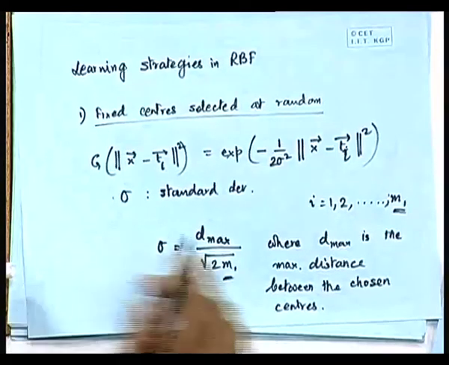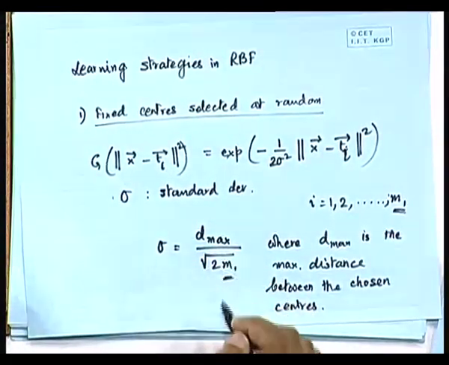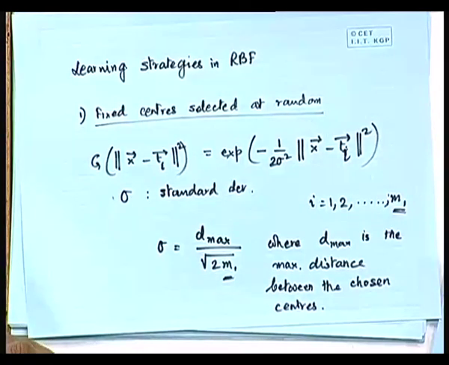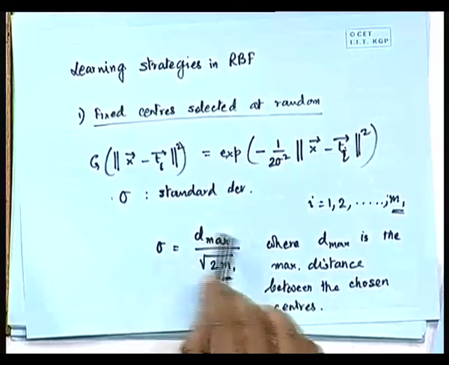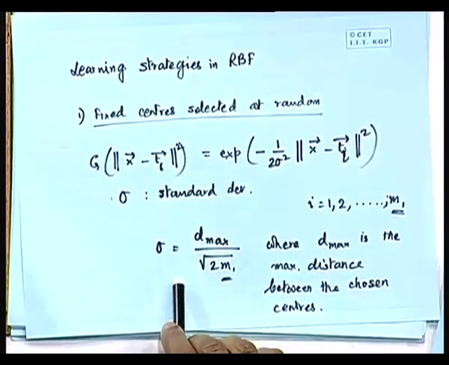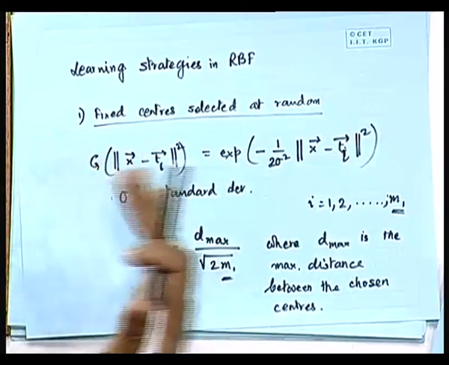If we choose the sigmas like this, then for all the centers, for all the Gaussian functions that we are using as RBFs, we have the same standard deviation. That means they are equally spaced.